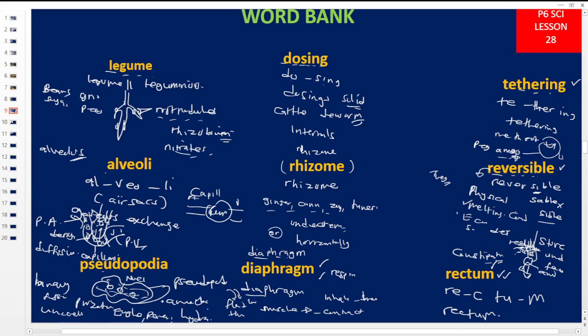My dear learner, our word bank has been rhizome, alveoli, pseudopodia, dosing, diaphragm, tethering, reversible, rectum.